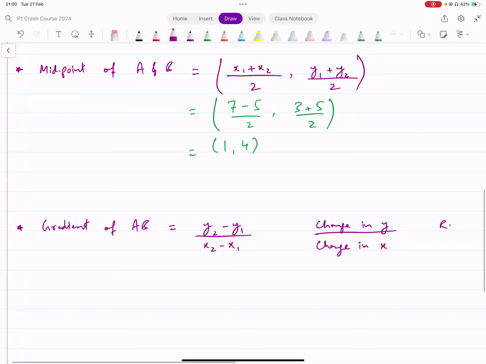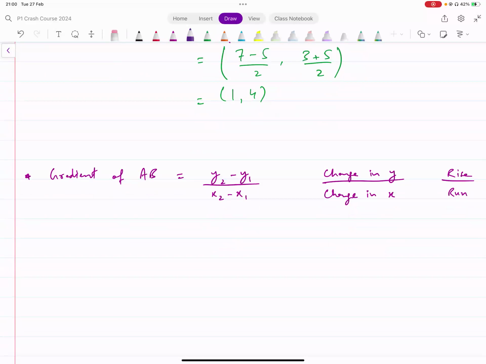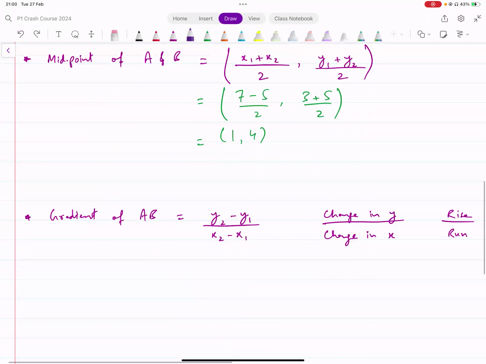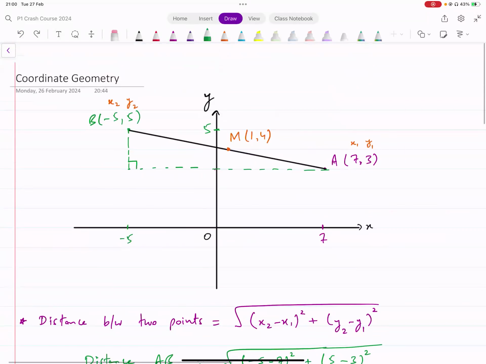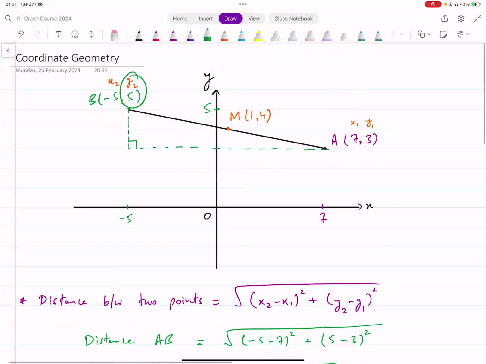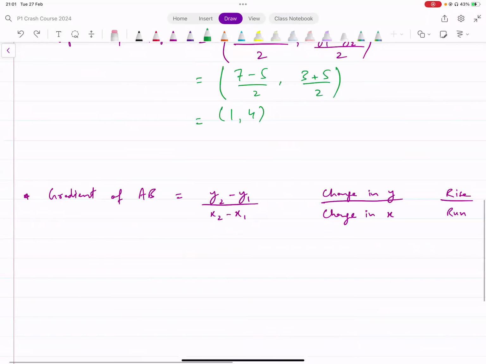You sometimes remember it like this as well, rise over run, as in how much are you rising, how much are you going vertically as compared to how much you're going horizontally. Let's find the value of this gradient first of all, and then we try to understand what that means. y2 minus y1. y2 is 5 and y1 is 3. So we say 5 minus 3.